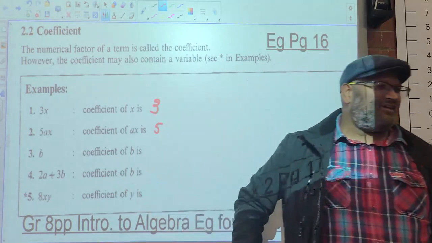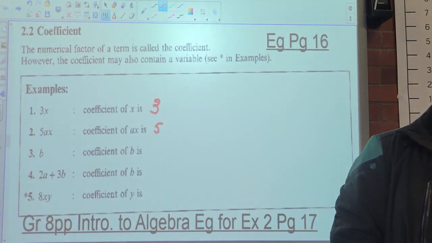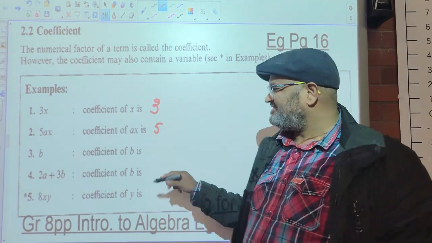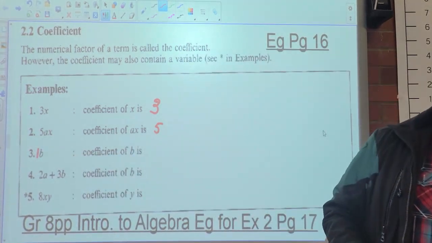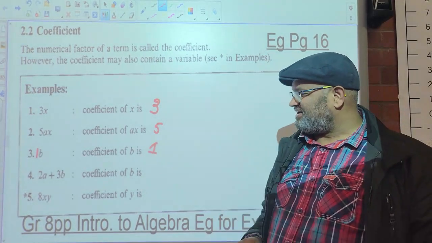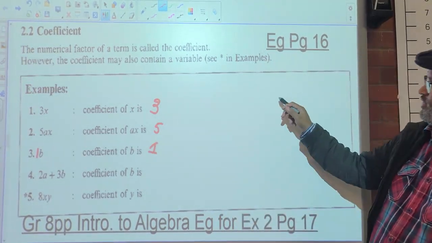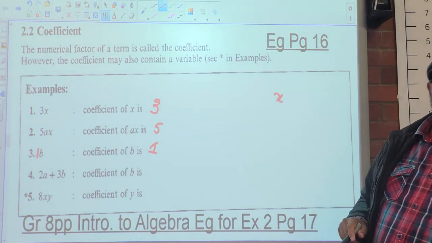What's the coefficient of b? 1. You all agree with that? Yeah. She's saying yeah. She's absolutely correct. There's no number in front of the variable. It's going to be a 1. Alright. Verstaan julle? So, if you're looking at x, what's the coefficient of x? 1.